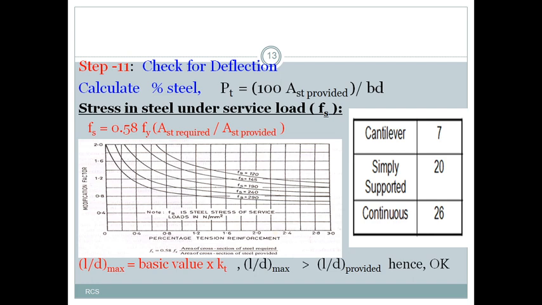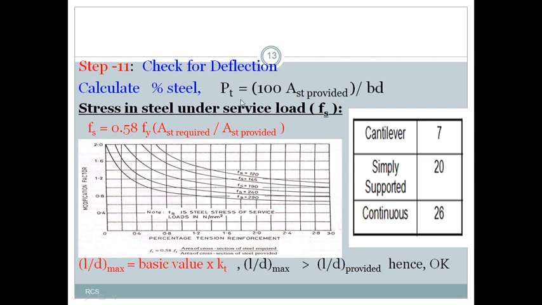Then we check whether the designed slab with all those parameters will be safe against deflection, or whether it will really restrict the deflection. That we have to check. That can be checked after knowing the percentage of steel. The percentage of tension reinforcement can be calculated by 100 Ast provided by bd, and we calculate the stress in steel under the service load, that is Fs. It can be calculated like this: Fs equal to 0.58 Fy into Ast required by Ast provided.